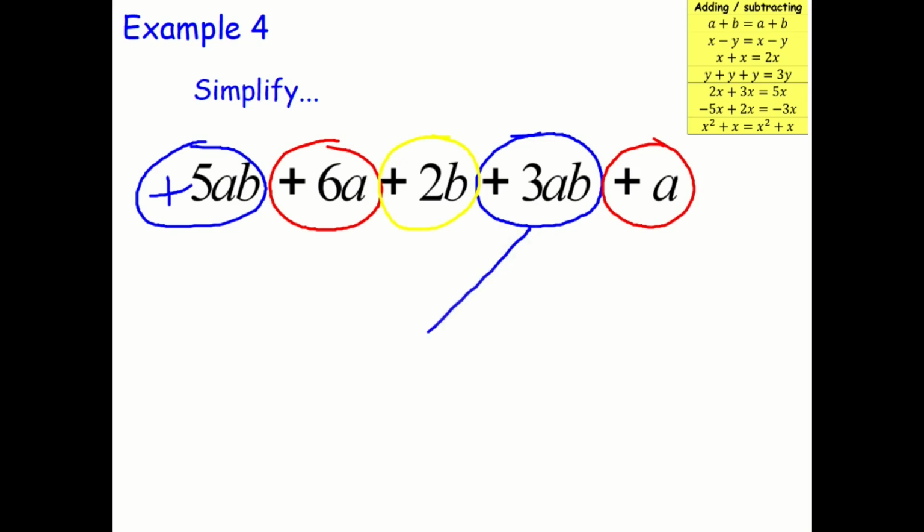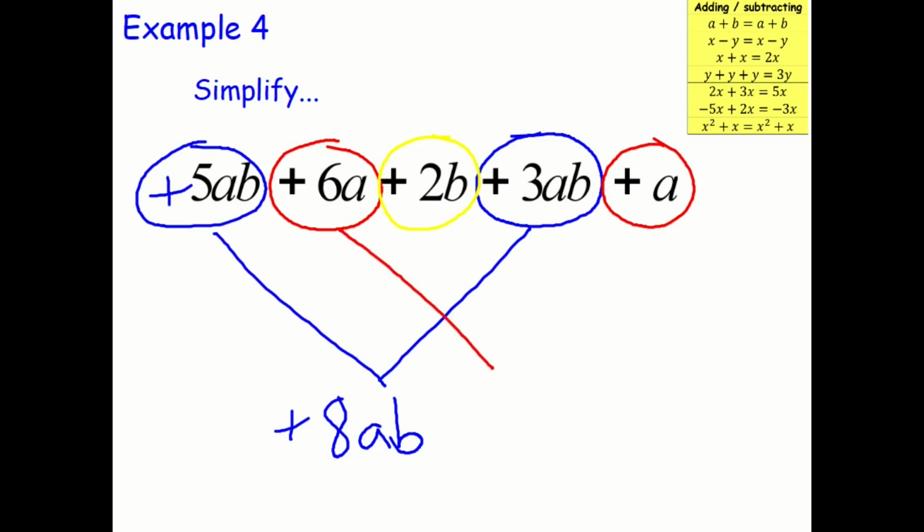Okay, so let's collect together the blues. So we've got a 5ab and a 3ab. So positive 5ab plus 3ab takes me to positive 8ab. The a terms, I've got positive 6 plus another 1. Remember, that's just a 1. So plus 6a plus another a is positive 7a.